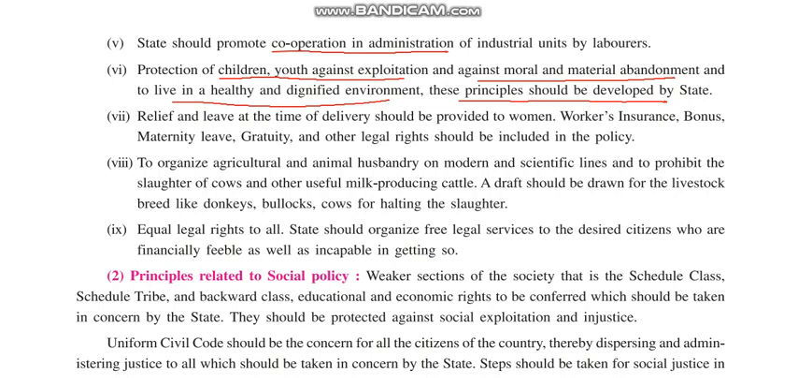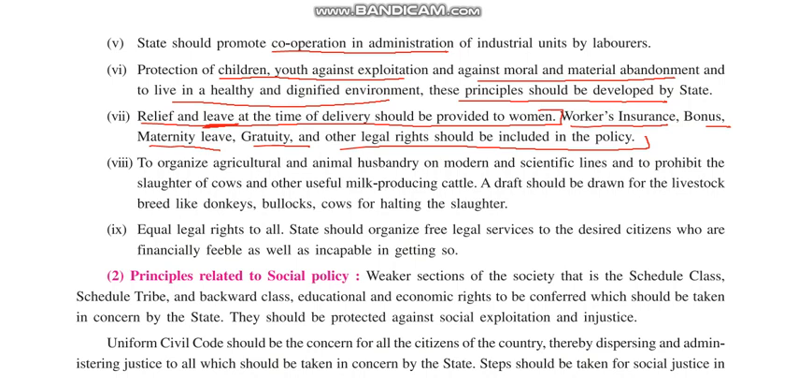Next, relief and leave at the time of delivery should be provided to women. When a lady is pregnant, she should be given leave from the job without a cut in pay. Workers' insurance, bonus, maternity leave, gratuity and other legal rights should be included in policy. This is all connected to the laborers and to making their life better.